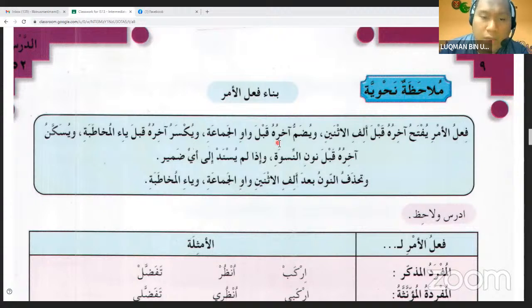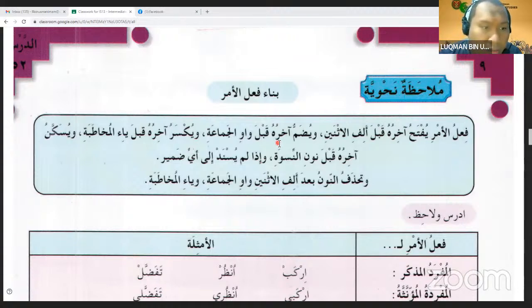وَيُضَمُّ آخِرُهُ قَبْلَ وَاوِ الْجَمَاعَةِ, and it becomes static, it becomes fixed upon dhamma if it is connected with the plural waw, like in the fi'l madi, the perfect tense. وَيُكْسَرُ آخِرُهُ قَبْلَ يَاءِ الْمُخَاطَبَةِ, and it becomes fixed upon kasra if it is succeeded or connected with the feminine ya. Ang kausap mo ay babae.